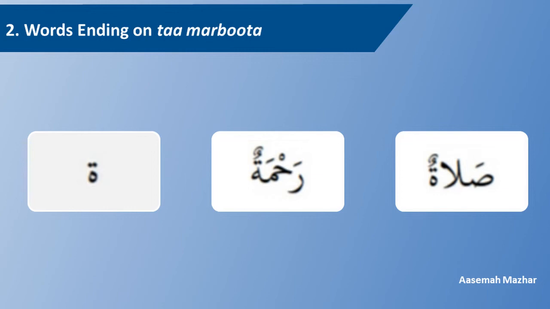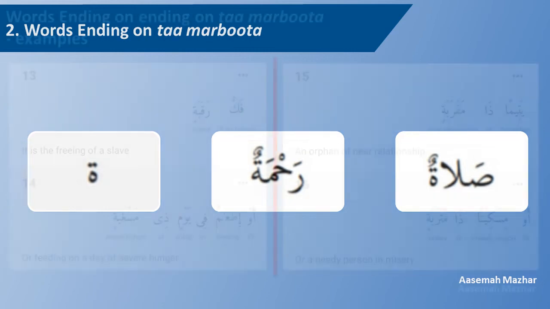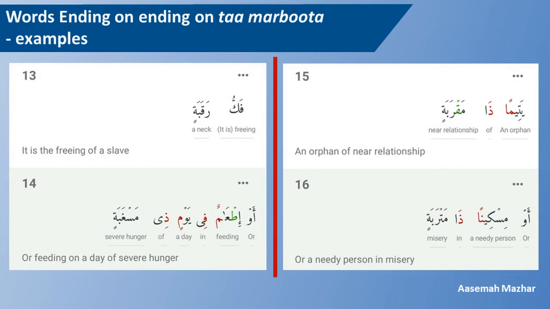Let's look into some Quranic example. These are ayat from Surah Al-Balad. Every ayah that you see ends on ta marbuta. Fakku raqabatin. Raqabatin is a neck and it's feminine. Masghabatin. Ta marbuta again. Another feminine word. Maqrabatin. Another feminine word. Matrabatin. All of these words are feminine, and it's an easy recognition of feminine words.